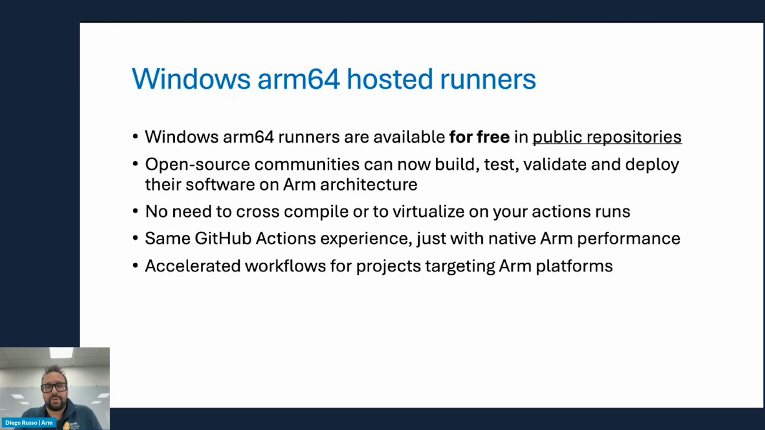In the past, supporting Windows on ARM often meant setting up cross-compilation toolchains or running your CI jobs in a virtualized environment. That added a lot of overhead and complexity. With these runners, that's no longer necessary. You get the same GitHub Actions experience you're used to, just with native ARM performance. And because the runners are hosted, setup is minimal, and you can focus entirely on your workflows.